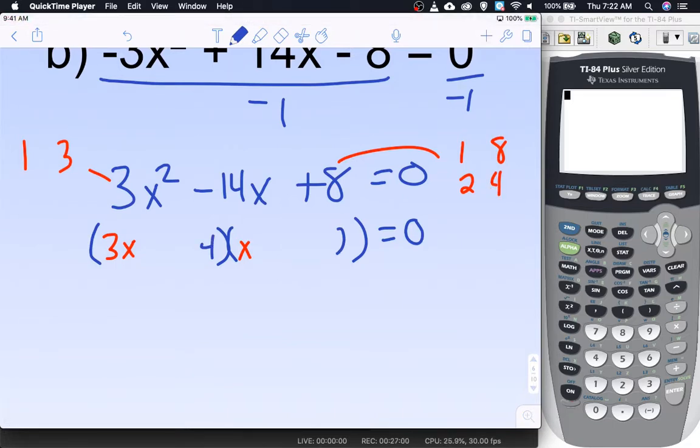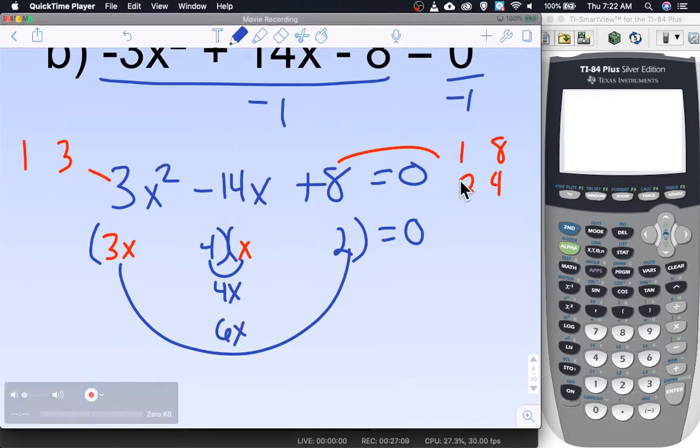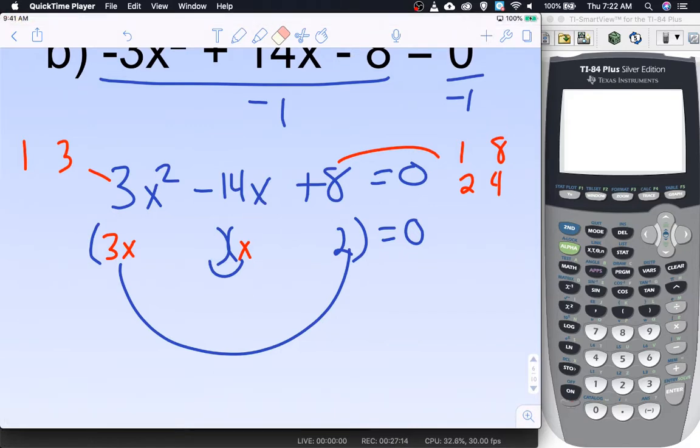So I'm going to put the 4 here and the 2 here. This gives me a 4x. This gives me a 6x. No, that didn't work out. 4x and 6x does not give us 14. Let me switch them. And put the 2 here and the 4 there. 2x and 12x.